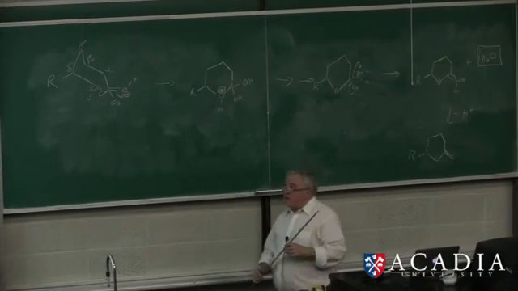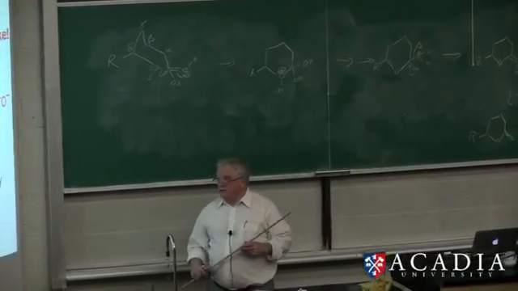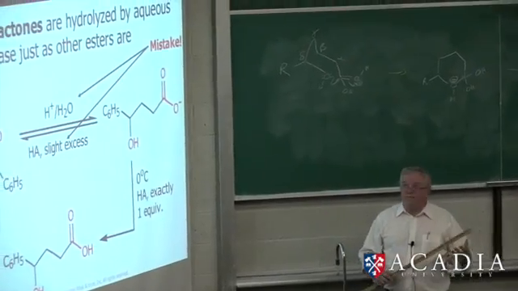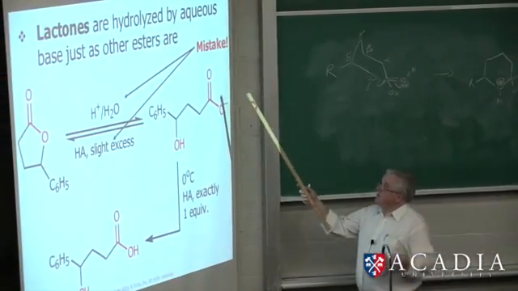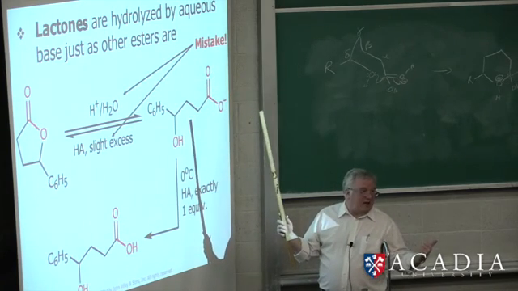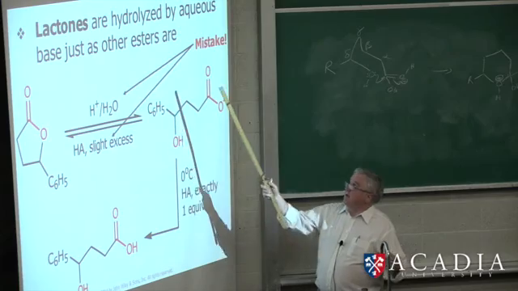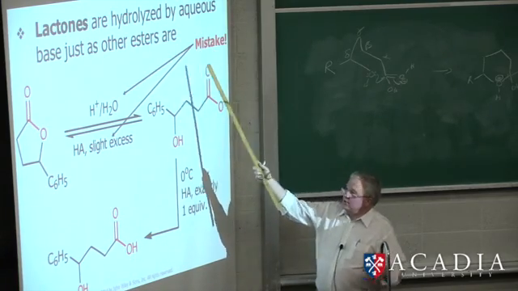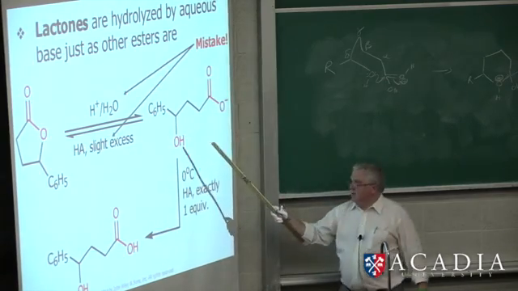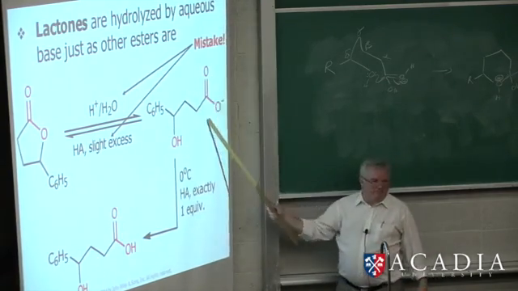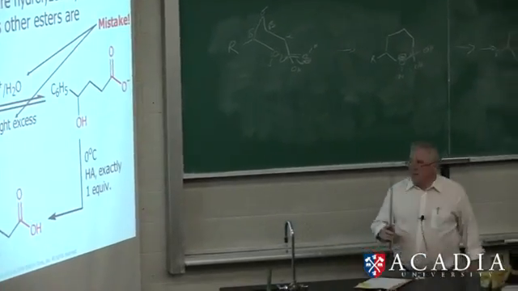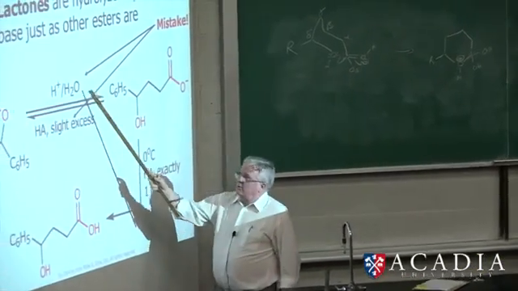Okay, and lactones can be hydrolyzed under aqueous conditions. We can make these things go backwards by swamping them with water, just like we can for any ester. Notice the mistake here, we can do it under acid catalyzed conditions or base catalyzed conditions. They talked about it being hydrolyzed by aqueous base, and then they show this thing happening under acidic conditions, and their product is under basic conditions. So there's a mistake in the slides that I pointed out. There should be base here.